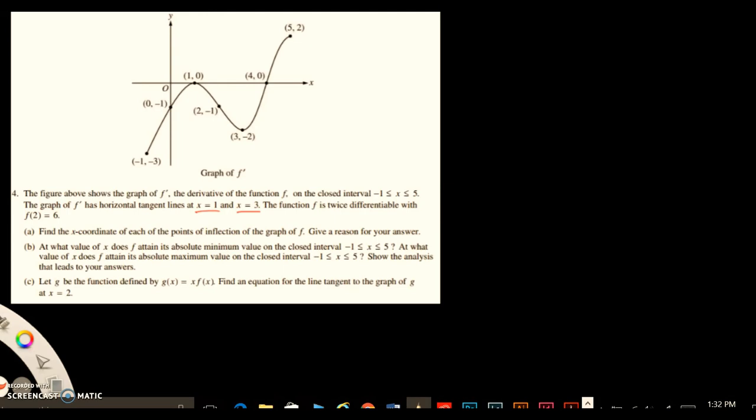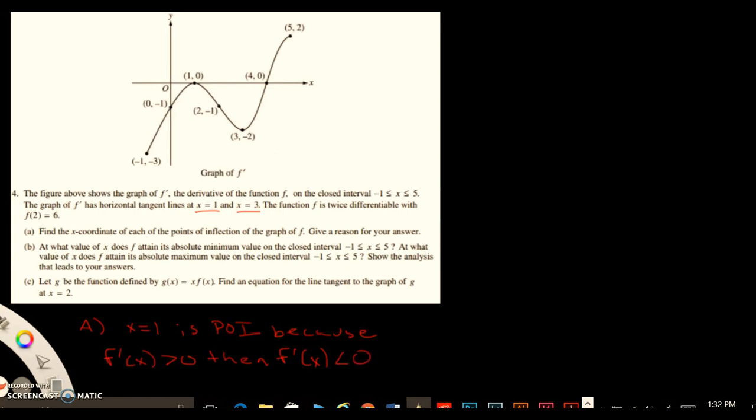Find the x-coordinate of each of the points of inflection of the graph of f. So we have f prime, which is the first derivative. We need to find where the slope changes. We would say x equals 1 is a point of inflection because f prime of x is greater than 0, then f prime of x is less than 0.